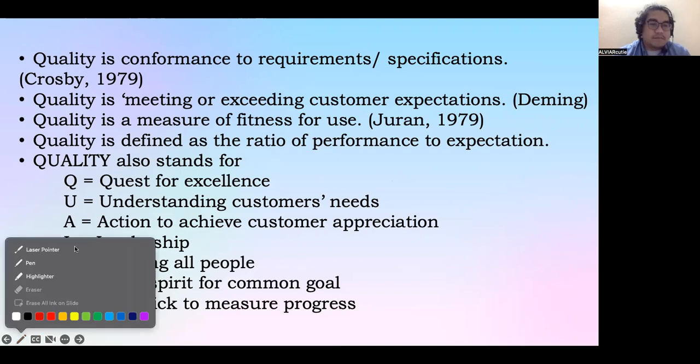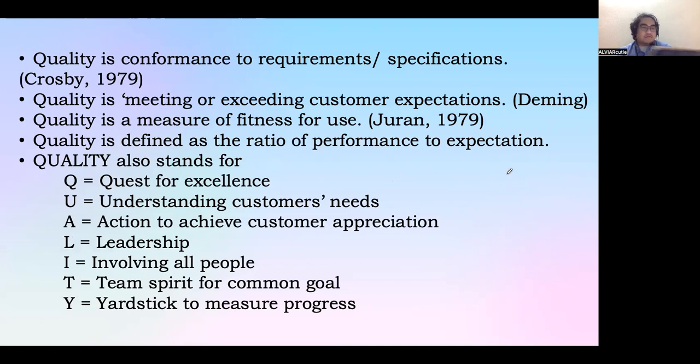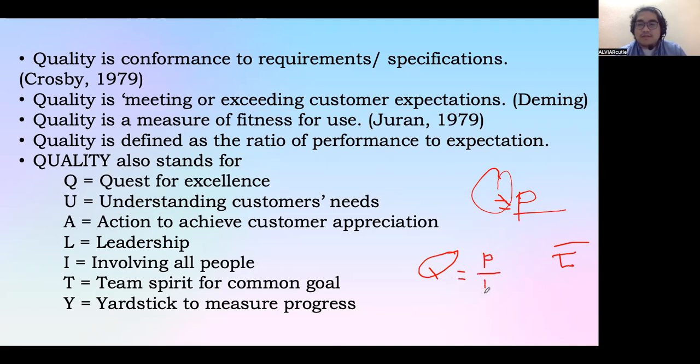So sabi dito, quality is equals P over expectation. Okay, basta quality is equals to performance over expectation. Ayan yung formula ng ating quality in ratio performance.